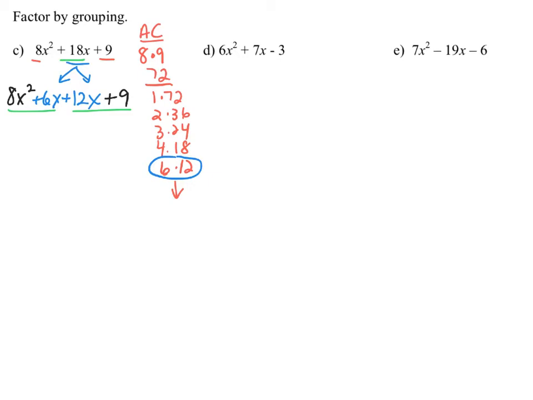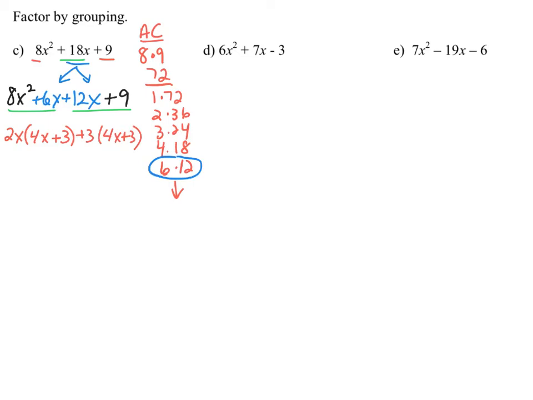Taking the greatest common factor out of 8x squared plus 6x, that greatest common factor is 2x. When you factor that out, you'll have left 4x plus 3. The greatest common factor of the last two terms is plus 3. When you factor that out, you have 4x plus 3.